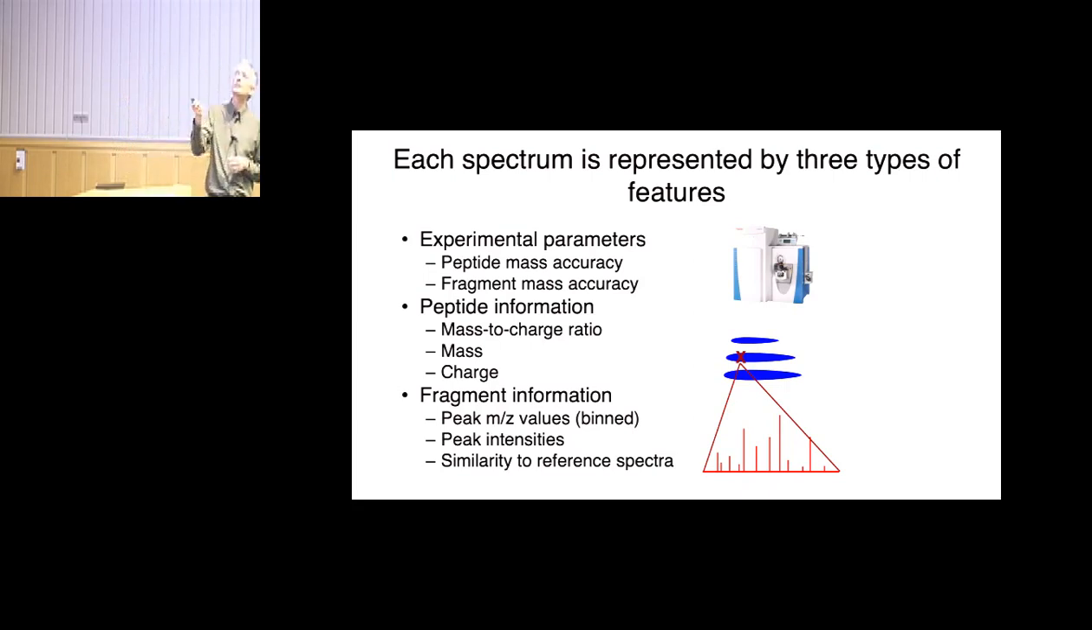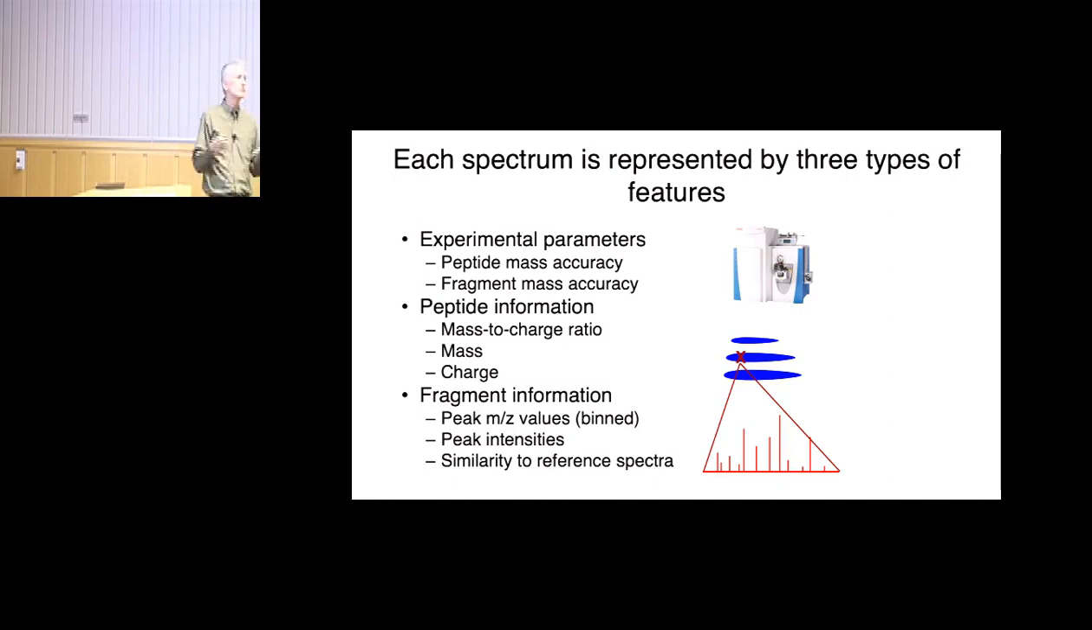And we came up with this, where you have a couple of experimental parameters that are provided as input. So the mass accuracy and the fragment mass accuracy of the device that generated the spectrum. You have peptide information about the intact peptide, and then you have fragment information about what the locations are of all the peaks in the spectrum.